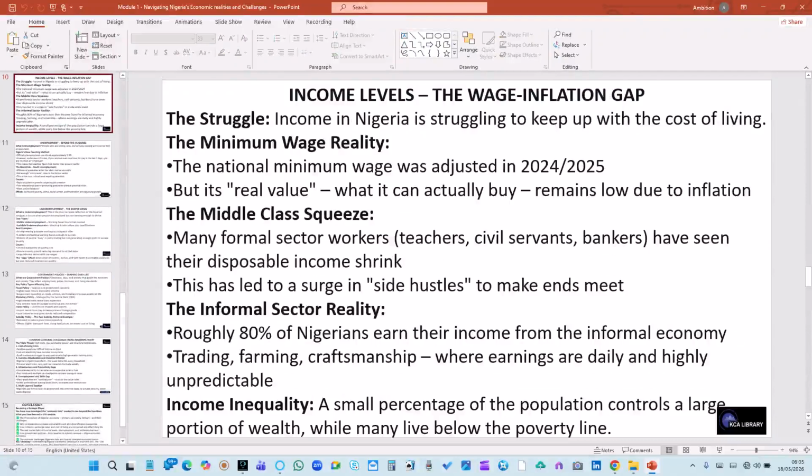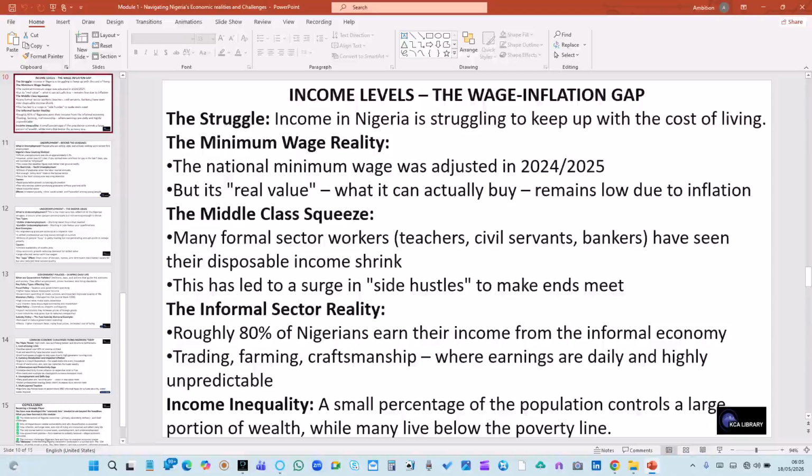Having known that, let us look at income level, that is the wage inflation gap. The struggle: income in Nigeria is struggling to keep up with the cost of living. The minimum wage reality is that the national minimum wage was adjusted in 2024/2025, but its real value, that is what it can actually buy, remains low due to inflation. The middle class is squeezed.